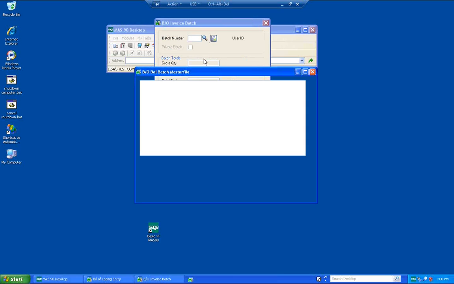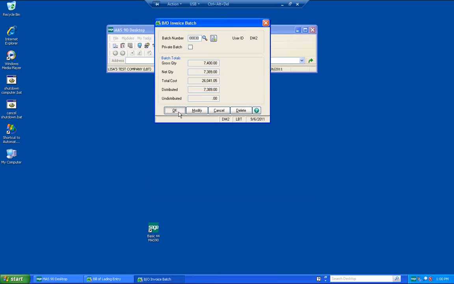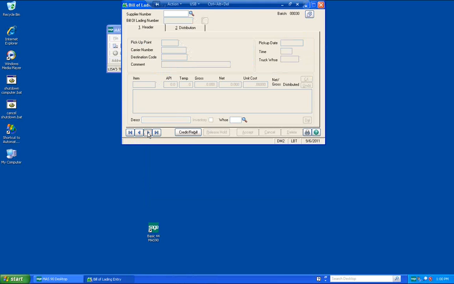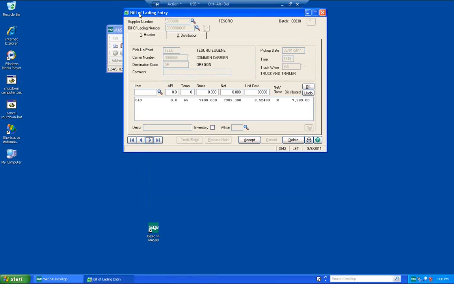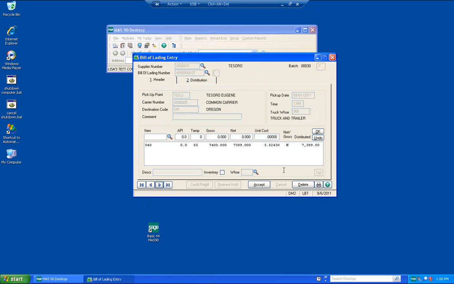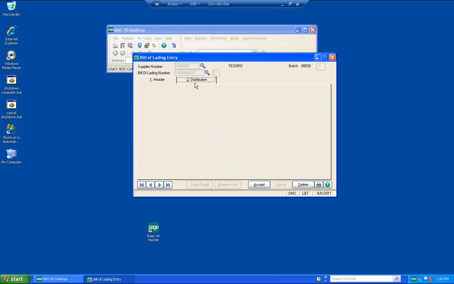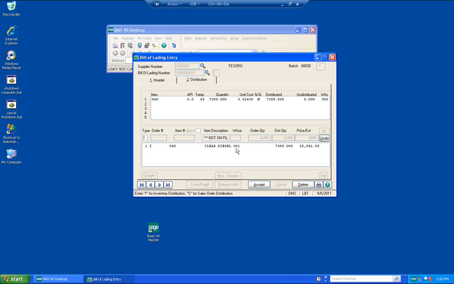Here's my batch that has my bill of lading with my transaction to my cardlock warehouse. Note, nothing has changed on the bill of lading header. You just need to remember to use the appropriate truck warehouse. Note that on the distribution screen, I have distributed it from my warehouse 900 to my cardlock warehouse.